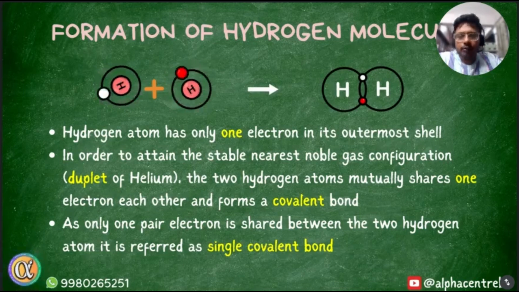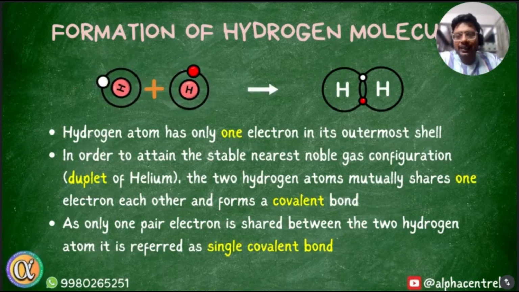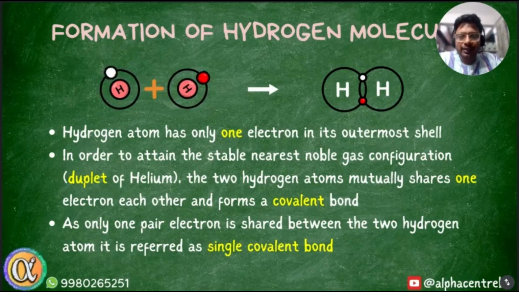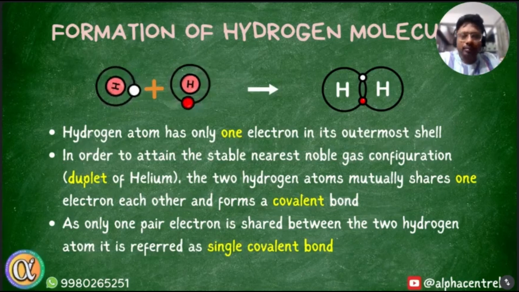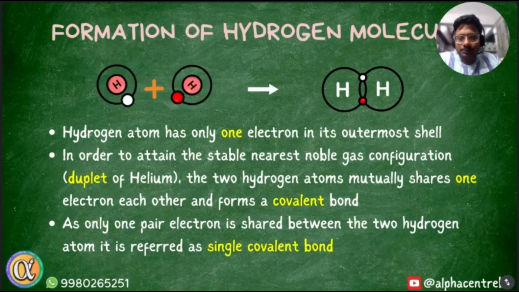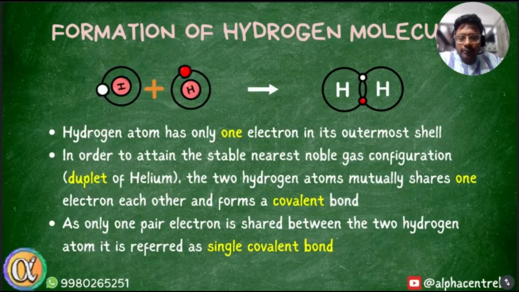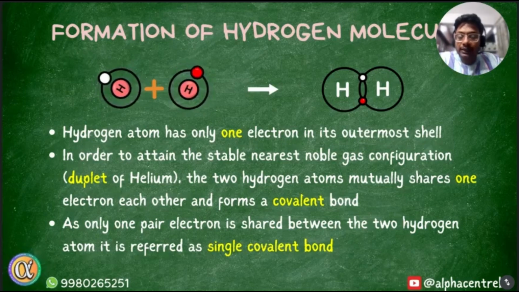So one hydrogen has a white color electron and the other hydrogen has a red color electron. The color coding is just to help you understand that these are two different electrons coming from two different hydrogen atoms, and they combine together to form a hydrogen molecule. As only one pair of electrons is shared between the two hydrogen atoms, it is referred to as a single covalent bond.